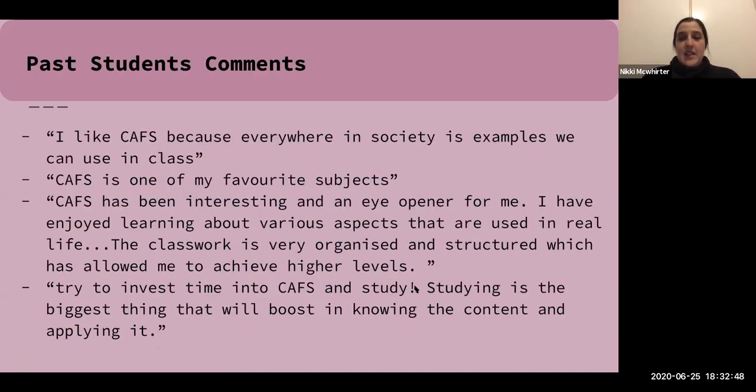CAFS also has a lot of content, so it is for the students who are willing to work hard. We have got really good results in the past, but CAFS is a subject that has a lot of content. It's easy to relate to, but it has a lot. So being on top of your study notes, being on top of classwork, everything like that. CAFS is also a very enriching subject for later job prospects.